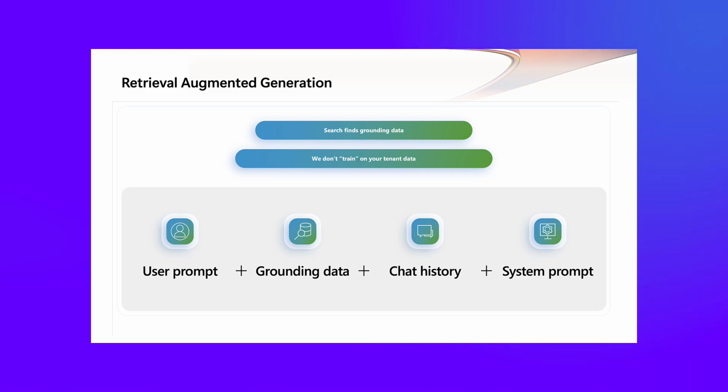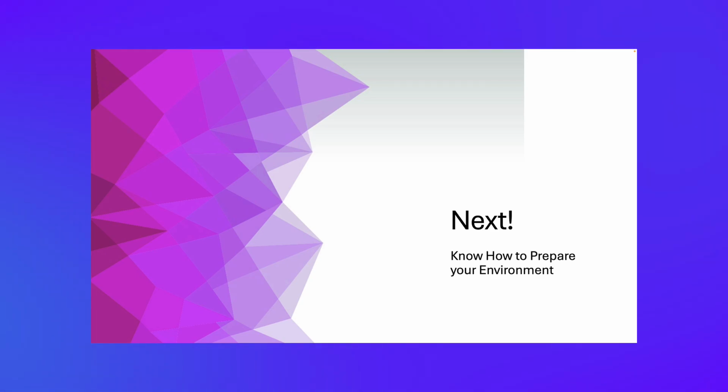And next, it runs through something called RAG, which means Retrieval Augmented Generation. So in other words, it finds the information that's for you. In other words, it doesn't bring back public content. It only brings back content that's specific to you and that you have the permissions to see. So again, the user prompt looks at that grounding data. This can include things like chat history and system prompts and things like that.